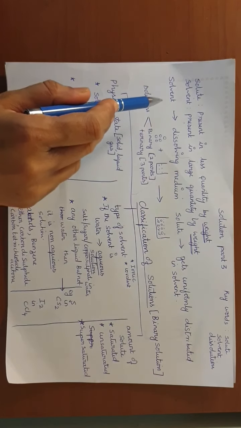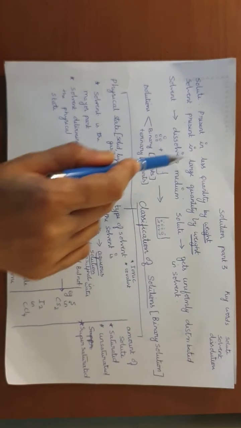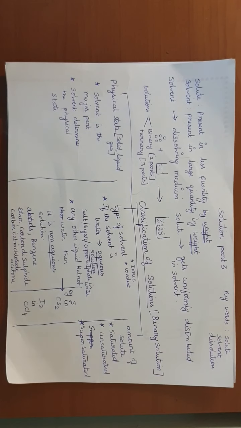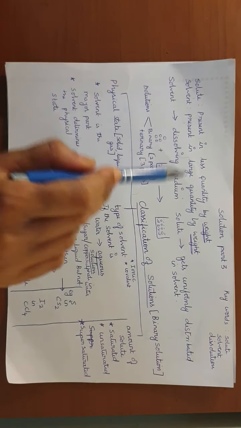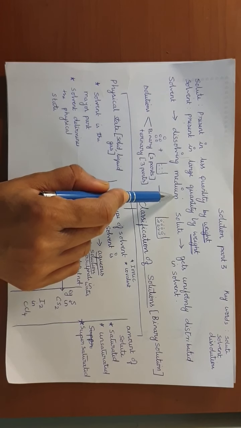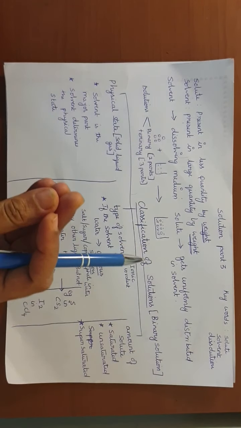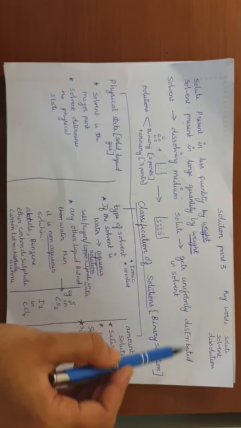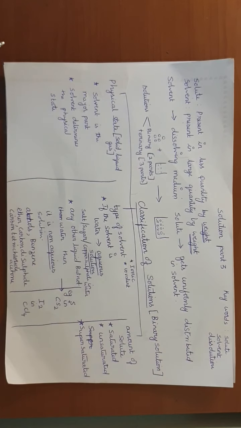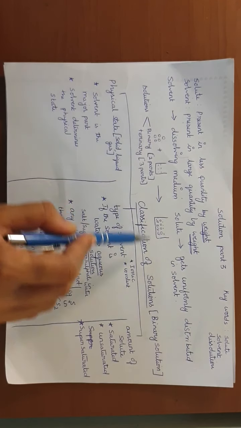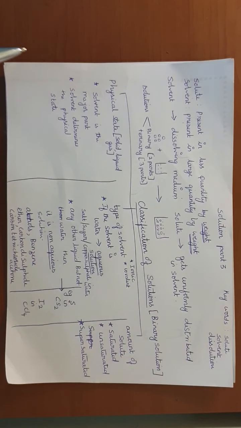So from this explanation, we can understand solvent is present in large quantity, so it is a dissolving medium. Solute is present in small quantity, so it is getting distributed uniformly in the solvent. This is the pictorial representation. We have learnt everything in the previous video.